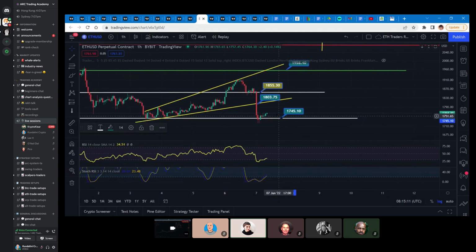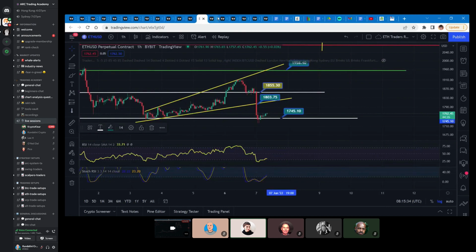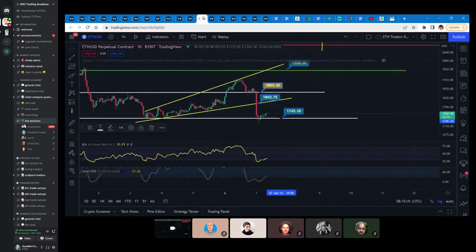I expect, again, just like Bitcoin, I expect New York to put another foot down and make a 1-2, and then start building an impulse up to 1950. That's what I'm inclined to believe will happen. A bit of relief on the shorter time frames, but also this week it might get us above the 5, which is at 1920, 1950.